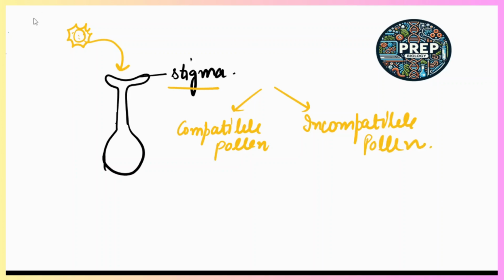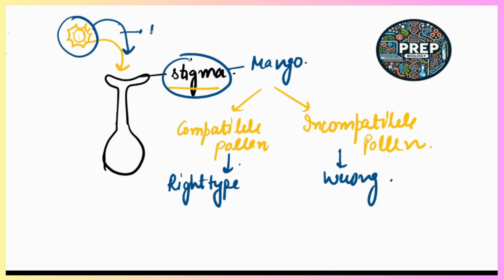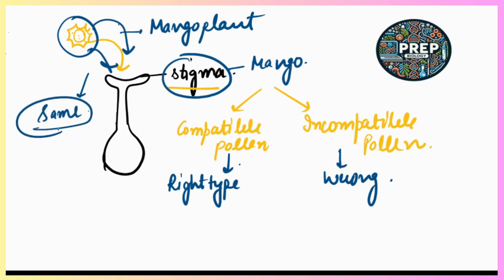Compatible pollens are the pollens which are the right type of pollen. Right type means, if this is the stigma of a mango plant, then this pollen is also from the mango plant. This type of pollen is the compatible pollen. That means the pollen and the stigma are from the same plant. Those are the compatible pollens, the right type of pollen.